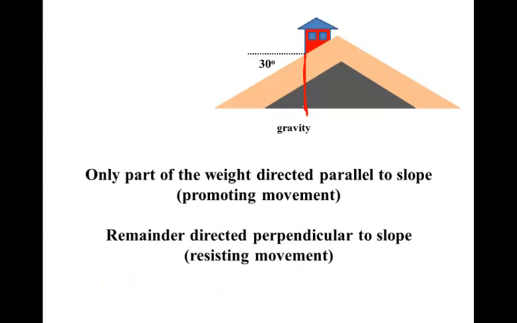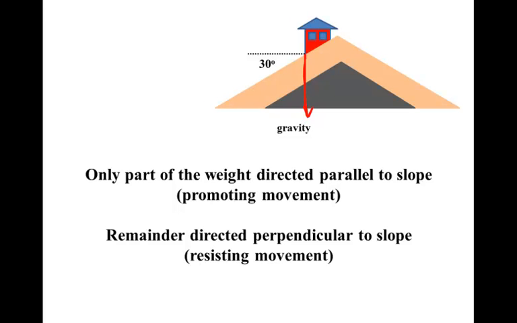Notice that only part of that stress is directed parallel to the slope and promoting downward movement of that material. The other part of that stress is directed perpendicularly into the slope, holding the slope material in place and in contact with the underlying bedrock. So only part of the stress exerted by gravity is promoting movement. The other part is resisting movement because it's holding the material in contact with the underlying bedrock.